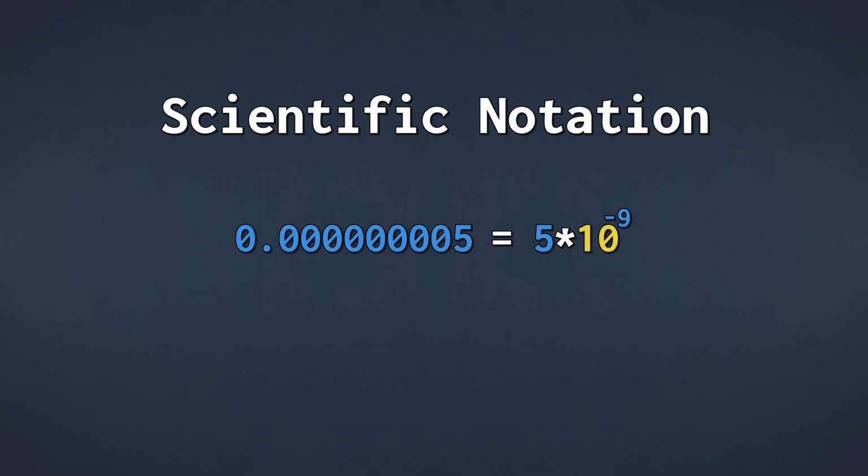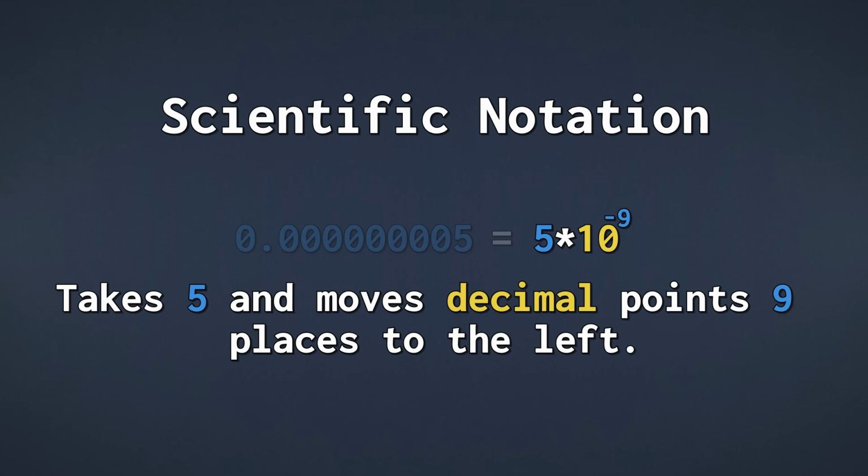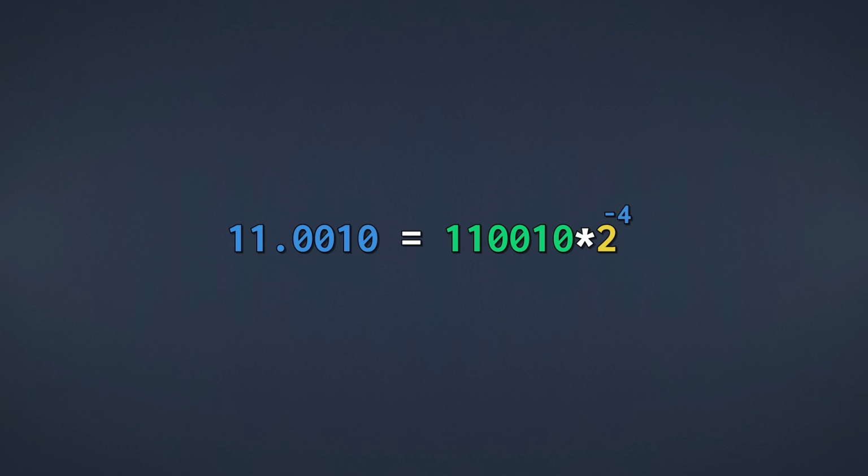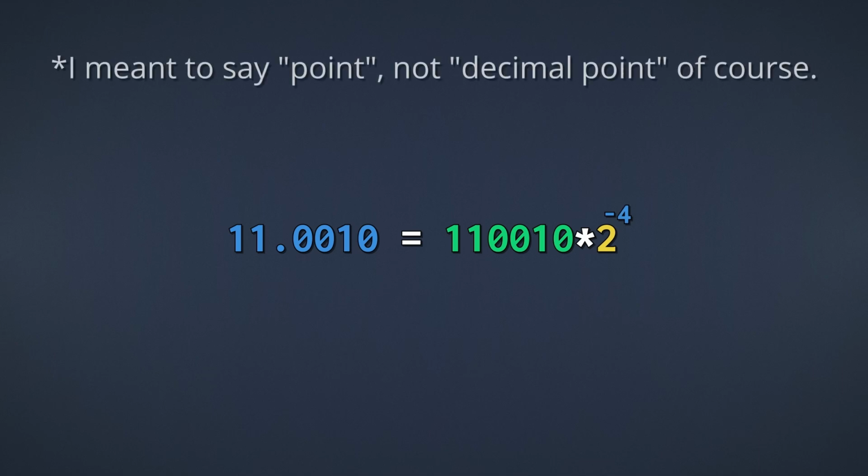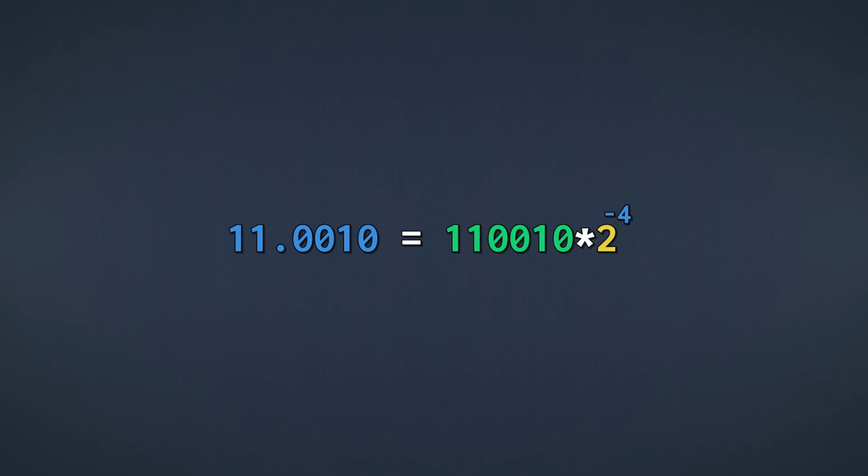This just means we're taking 5 and moving its decimal point 9 places to the left. Well, the same thing works in binary. We can take any binary number and shift its decimal point by multiplying 2 raised to some power. Here we take 110010 and move its point 4 places to the left. The original number we're multiplying is called the mantissa.